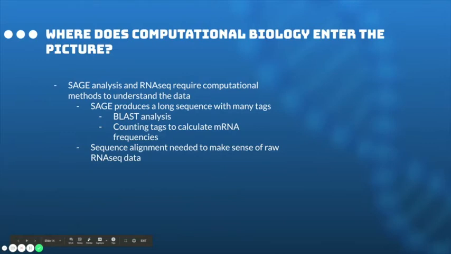Both SAGE and RNA-seq provide vast amounts of data that can be analyzed through computational biology. As I mentioned before, SAGE produces a long concatemer with many tags which need to be identified and counted. The tags can be identified using BLAST to find the original gene. They can then be counted by a simple counting algorithm to calculate the frequency of mRNA.